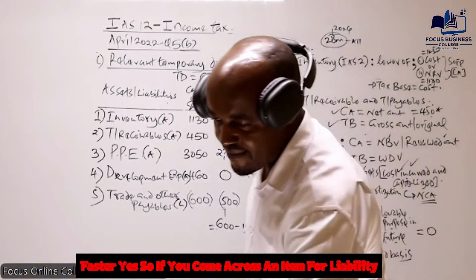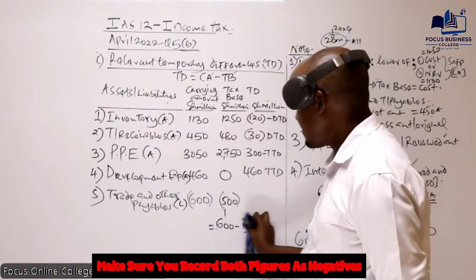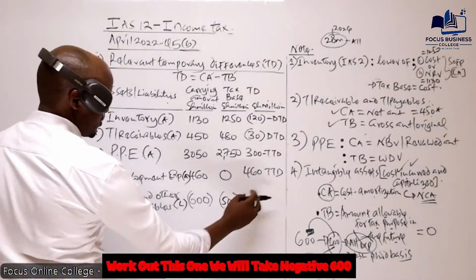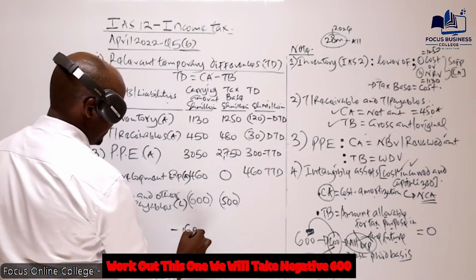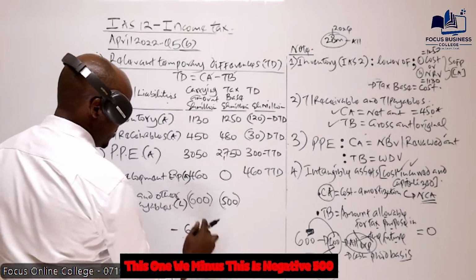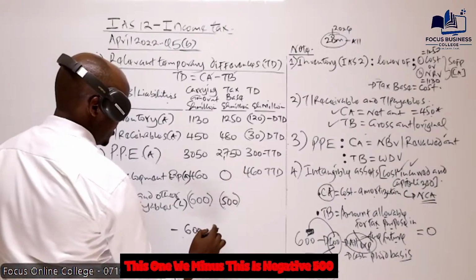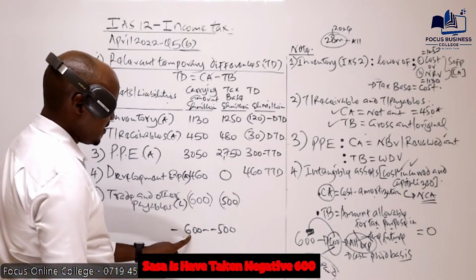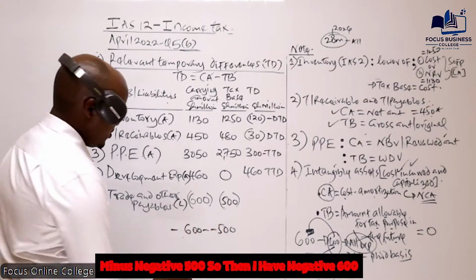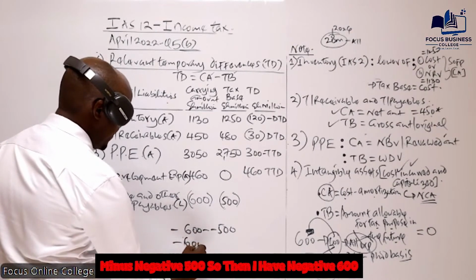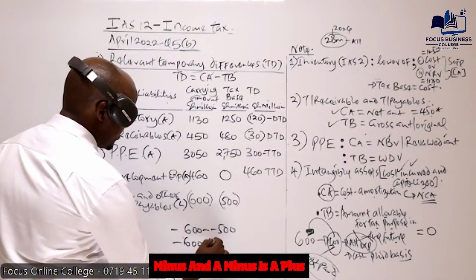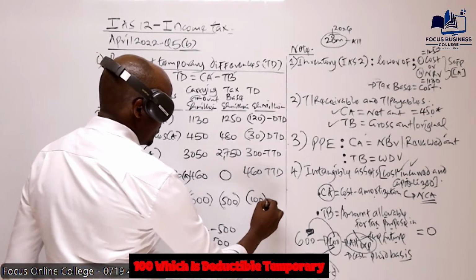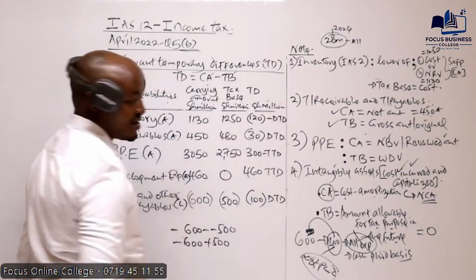Yes. So if you come across an item for liability, make sure you record both figures as negatives. So how do we work out this one? We will take negative 600, minus negative 500. So I have negative 600 minus, and a minus is a plus 500. This will give us negative 100, which is a deductible temporary difference.